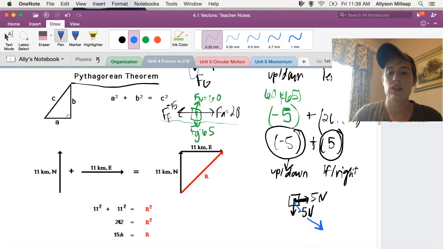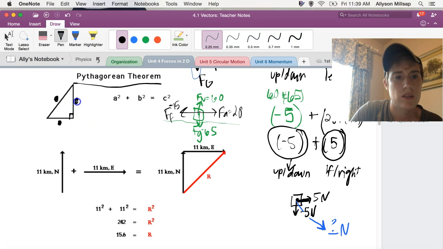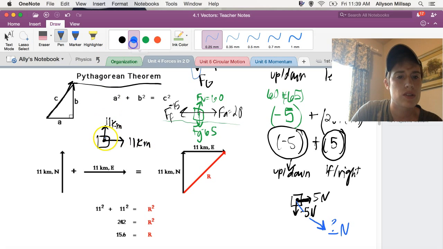So you need to calculate what force it's going in this direction. Okay. So the Pythagorean theorem states if you want to find your resultant vector, you just need to take your two vectors, square them, and it equals the resultant vector squared. So for example, let's say here's your box. I said you're going to push it 11 kilometers upward. And you're going to push it 11 kilometers eastward. We know the resultant vector is going to be something like this, right? It's going to go in this direction.